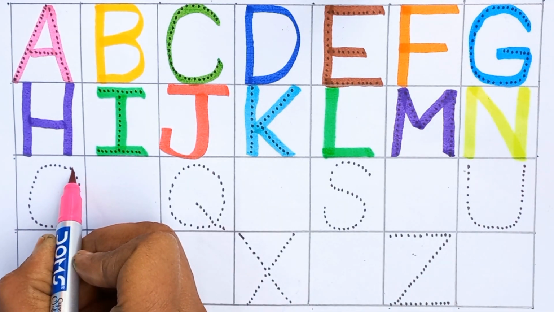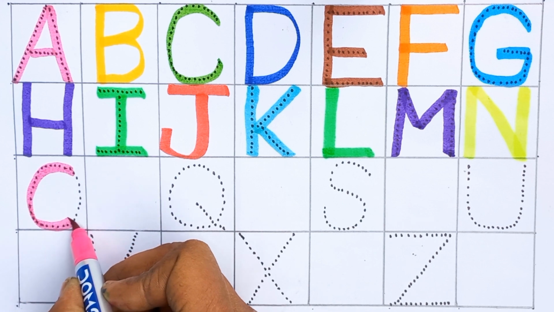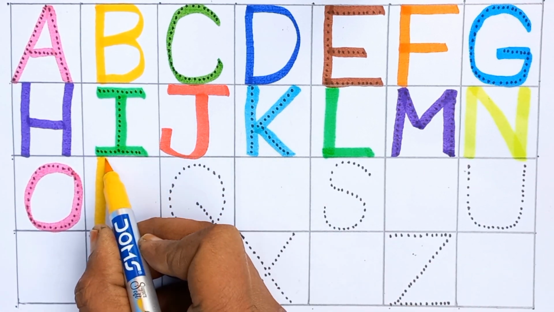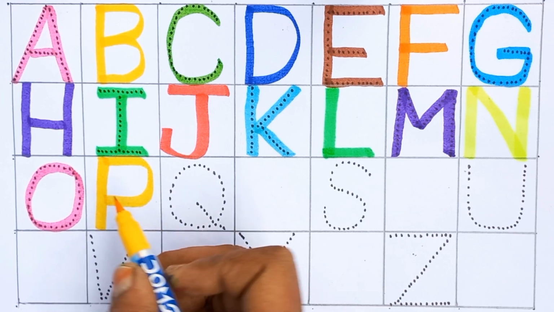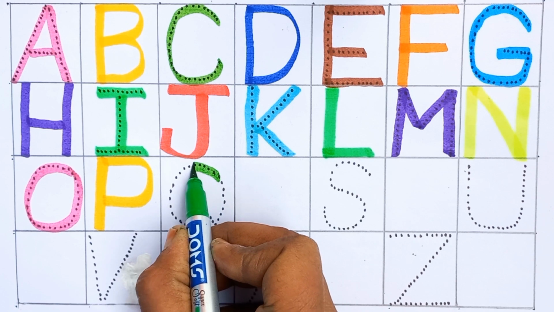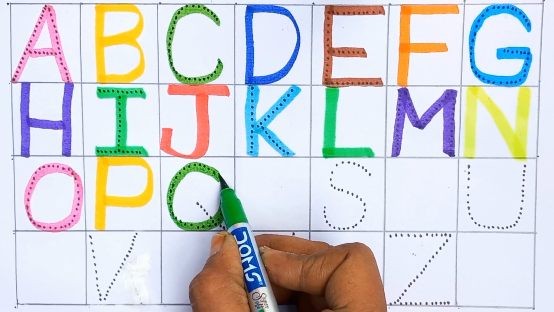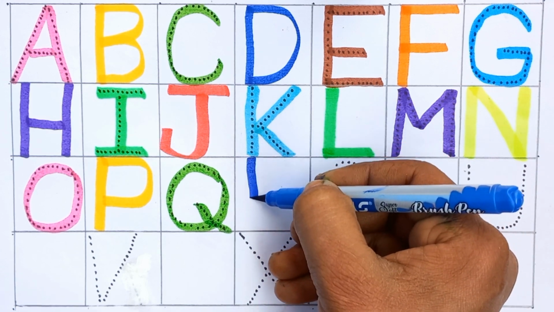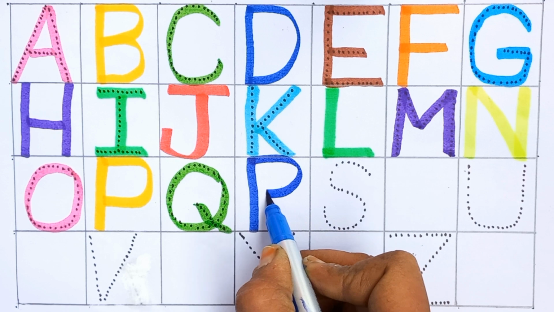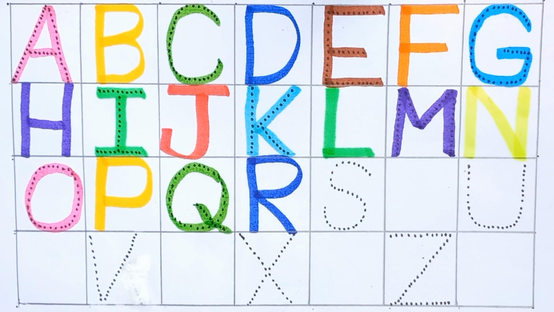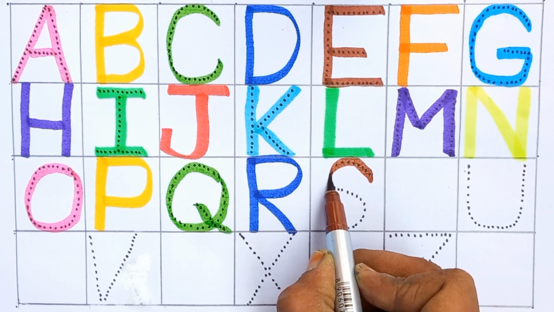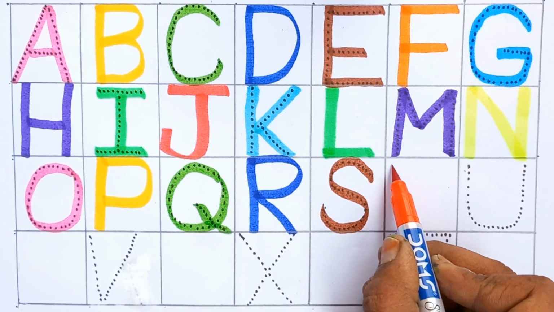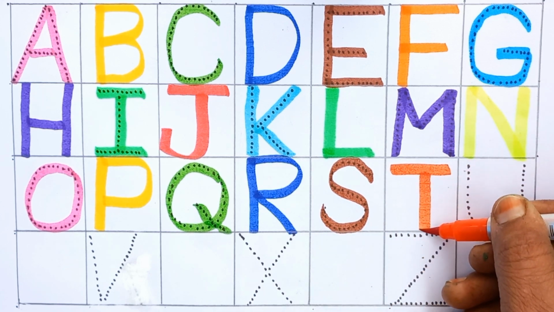O, O for orange. P, P for parrot. Q, Q for queen. R, R for rabbit. S, S for sun. T, T for tiger.